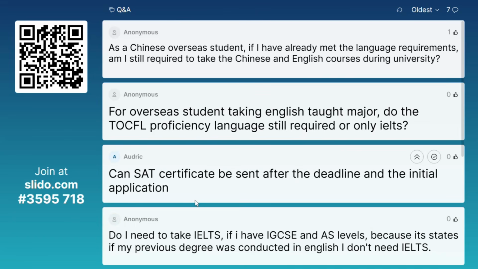As an overseas Chinese student, if I have already met the language requirements, am I still required to take the Chinese or English courses during university? Yeah, the answer is yes, both for international and overseas Chinese students, but you can waive your English, I believe, using your IELTS if it's over a certain score. I forgot. But for Chinese, we usually still have to take it. But it's only one year, only during the first year.